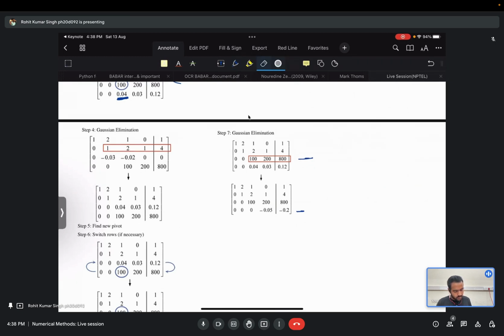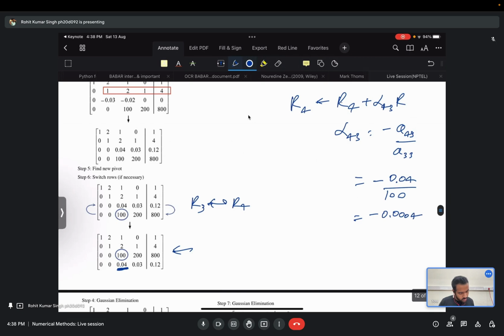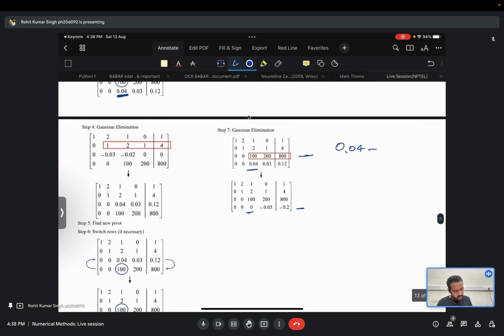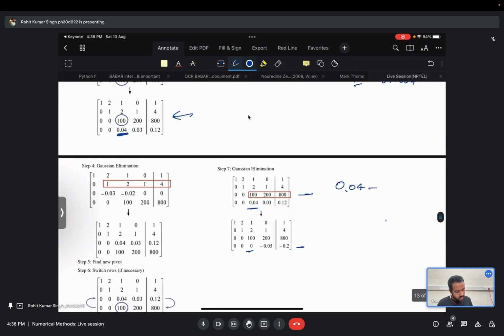so this will be 0, as you can see. This term will go to 0, because you will have 0.04 and minus, yeah, minus what we got here, 0.0004 into 100, right? So it will just be 0.04, and it's negative, so it will be 0. Similarly, you will get minus 0.05 if you do the same operation on the third column, and you will get minus 0.2 if you do the same operation on this fourth column.